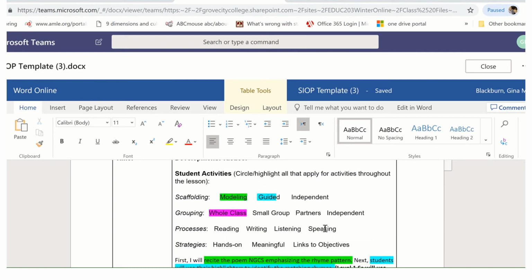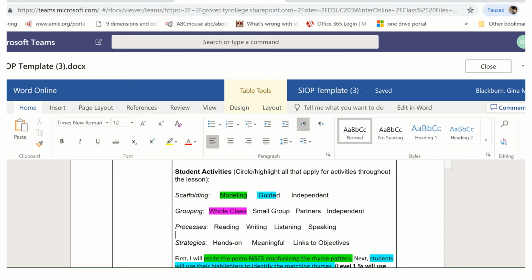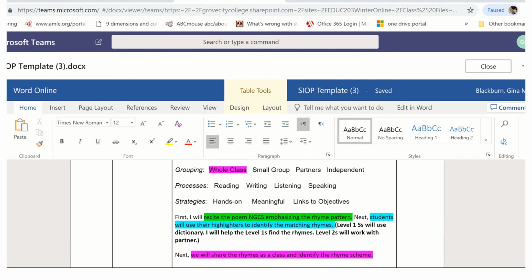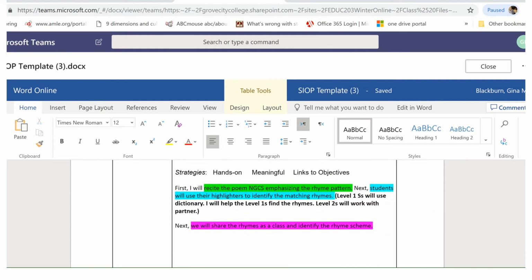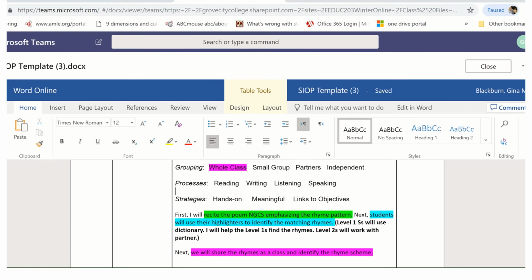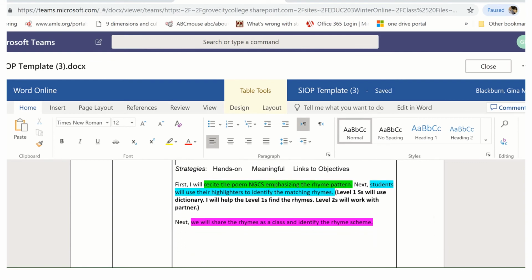So looking at the processes, hopefully you will have some small group partners work happening, because if you remember the gradual release of responsibility that I talked about in the SIOP lectures is really helpful to English learners, okay? So hopefully you will have small group and partner work somewhere in there. And then the processes, how are they working on each different language process throughout? So try to get as many of those as you can in your lesson. And then the hands-on work, meaningful connection to the objectives as well.